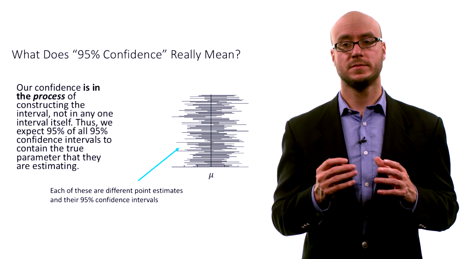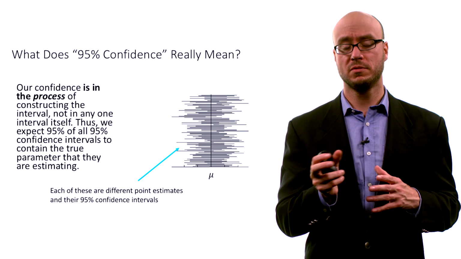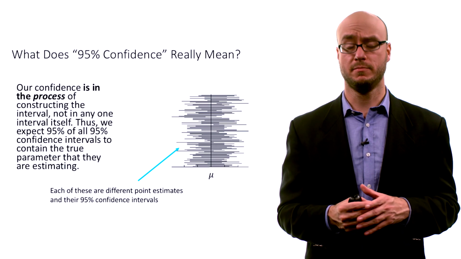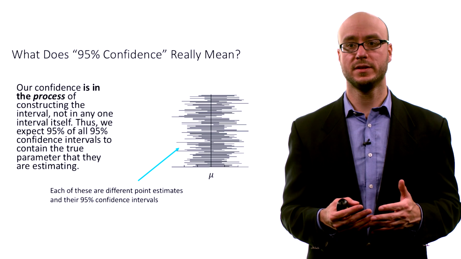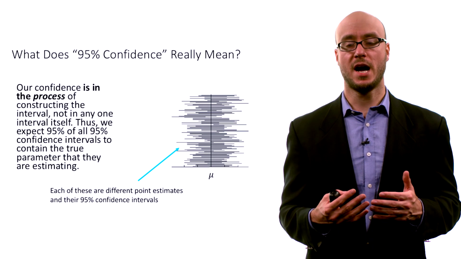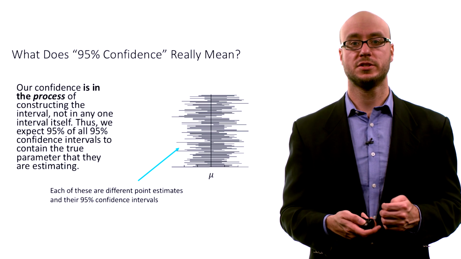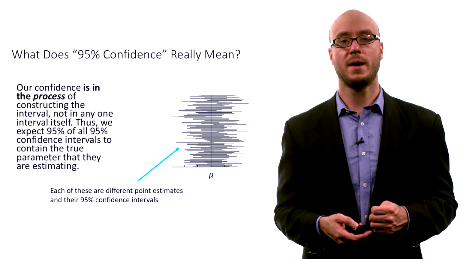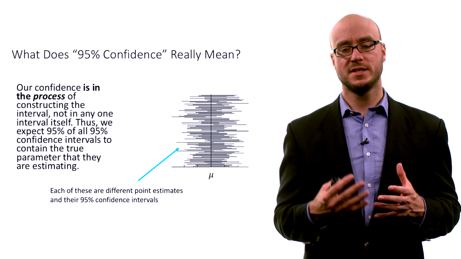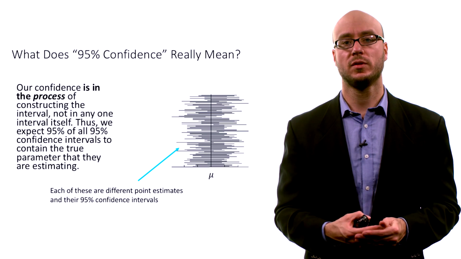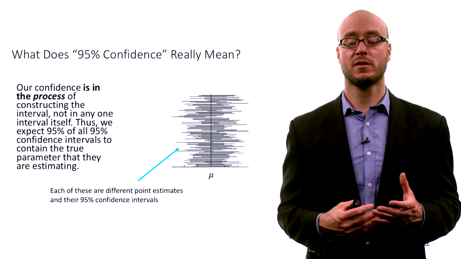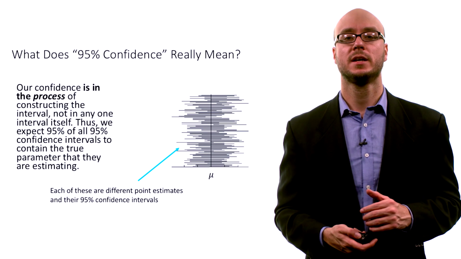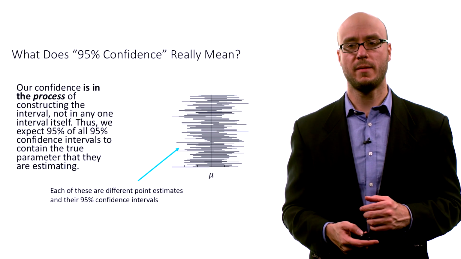Right? So you can see here, there are a couple of intervals that actually don't contain mu, but most of them do. That's what we mean by 95% confidence. Right? We're 95% confident that the interval contains the true population parameter. That's because our confidence is in the process of constructing the interval, not in any one interval itself, because any given interval either does or does not contain the true population parameter.